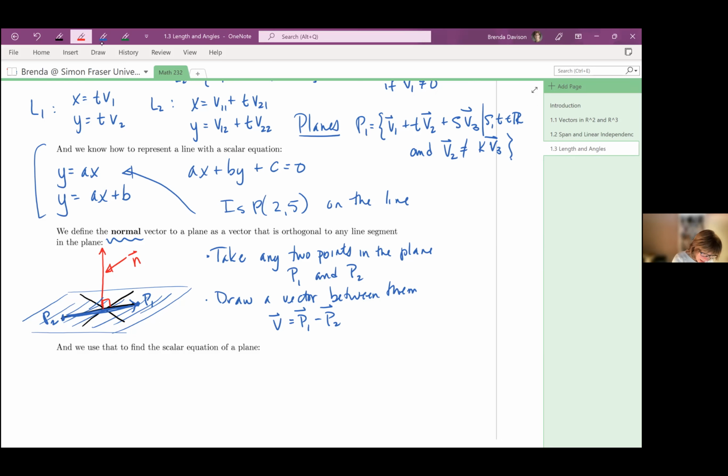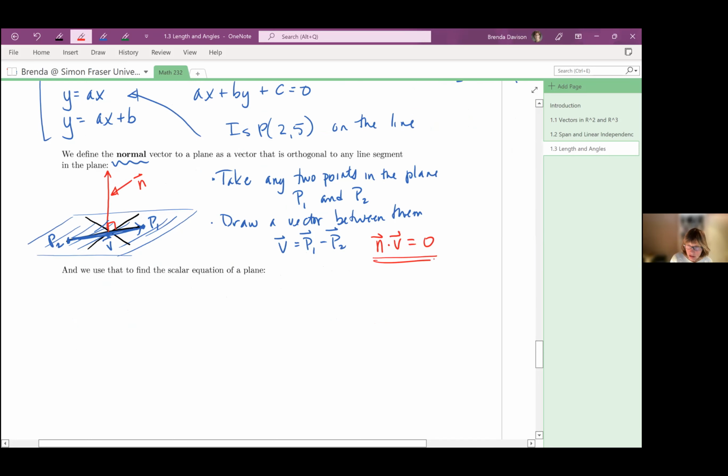We've drawn this vector V in the plane here, and N is at right angles to it. So that is a normal vector. Because it's a normal vector, it's at right angles, and we have the important property that N dot V equals 0. The dot product of N with that vector V in the plane is 0, because the dot product is 0 when two vectors are orthogonal. We're going to use this to figure out what the scalar equation of the plane is.